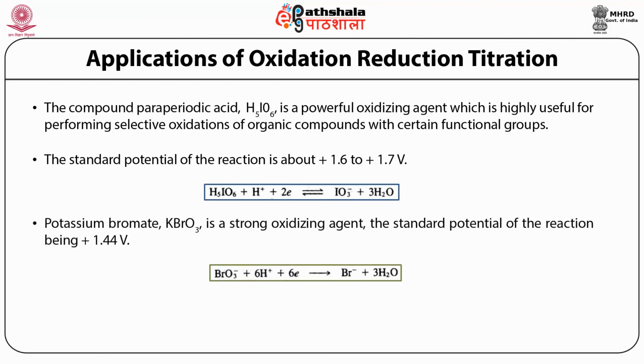Potassium bromate is another strong oxidizing agent, and the standard potential of the reaction is plus 1.44 volt. The reagent can be employed in two ways: as a direct oxidant for certain reducing agents and for the generation of a known quantity of bromine. The reaction is depicted here.